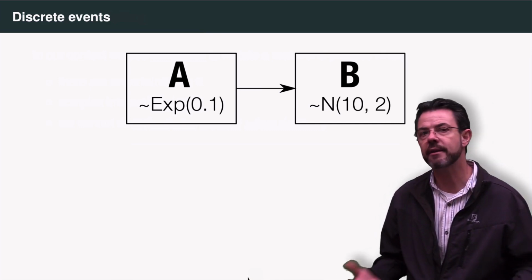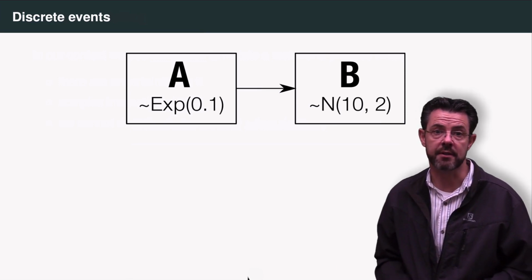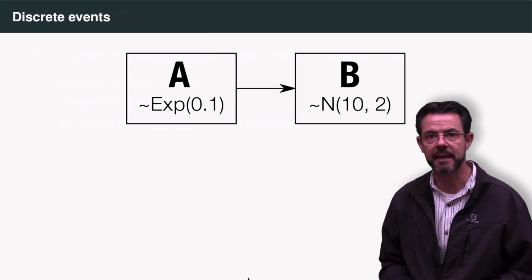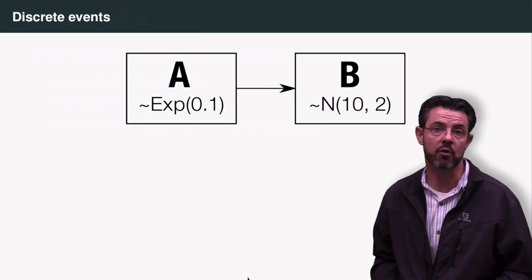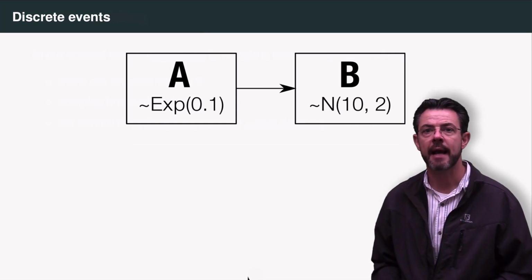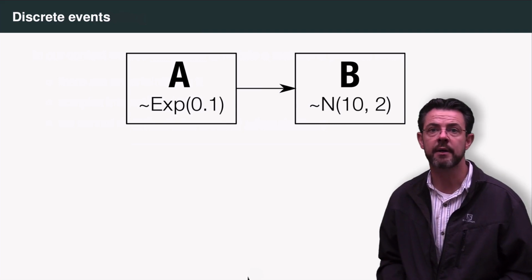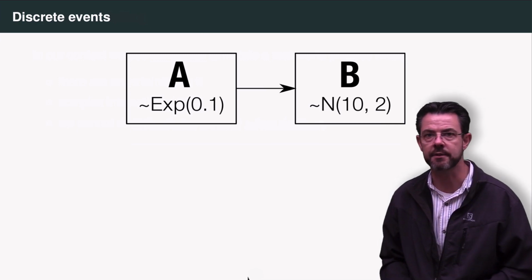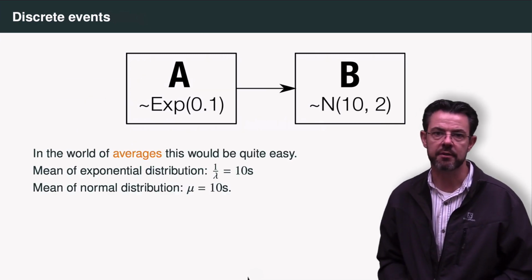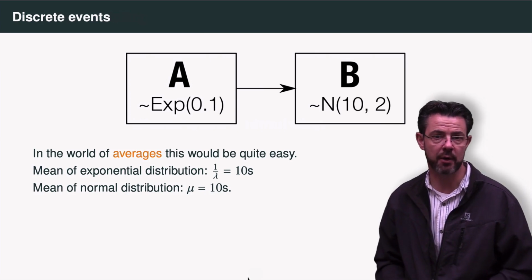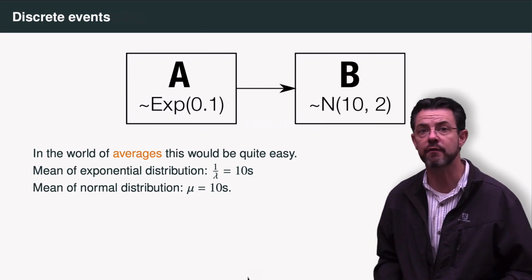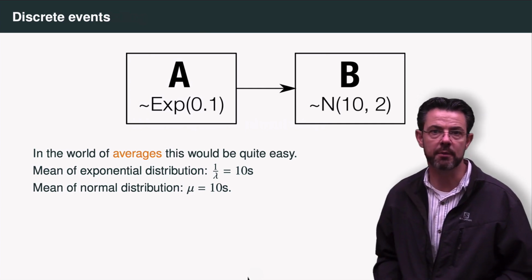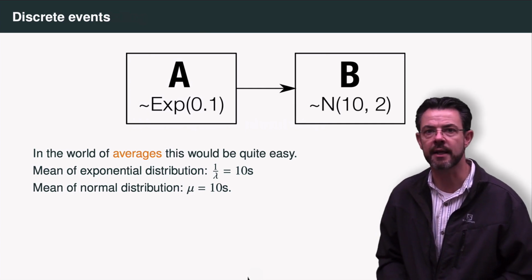Take the simple example of only two processes, A and B. Assume that the duration of process A can best be described by an exponential distribution with a lambda, or rate parameter, of 0.1, and the duration of process B can best be described by a normal distribution with a mean of 10 seconds and a standard deviation of 2 seconds. In the world of averages, this would be quite easy, because the mean of an exponential distribution with a rate parameter is 1 over that lambda, and that is 10 seconds. And for process B, the mean of a normal distribution is just its mean, and that is also 10 seconds.